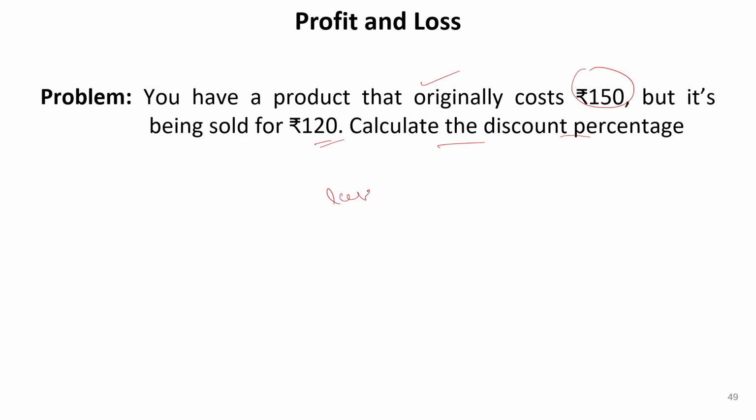So loss percentage is equal to... why will you say loss percentage? Because the selling price is actually lesser than the cost price. It is equal to the loss amount, that is 150 minus 120, into 100, whole divided by the cost price, that is 150. This is equal to 30 by 150 into 100. So 1 by 5, so it will be 20%. So 20% loss.